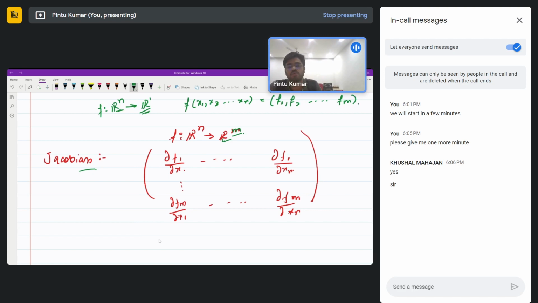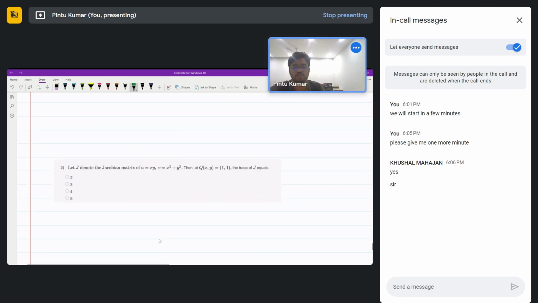fm. Then you write Jacobian in this form, that your first row is the gradient of f1. So this is derivative of f1 with respect to x1, then this would be derivative of f1 with respect to x2, and so on till derivative of f1 with respect to xn. And similarly your second row is derivative of f2 with respect to x1, and so on. And your last row would be derivative of fm with respect to x1, and similarly you can proceed forming a Jacobian matrix.